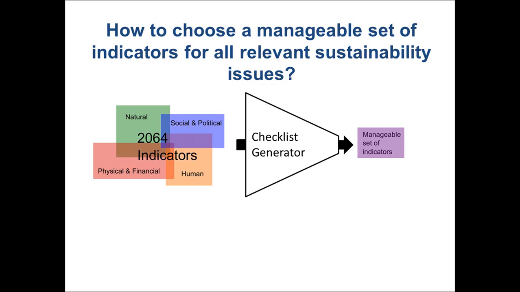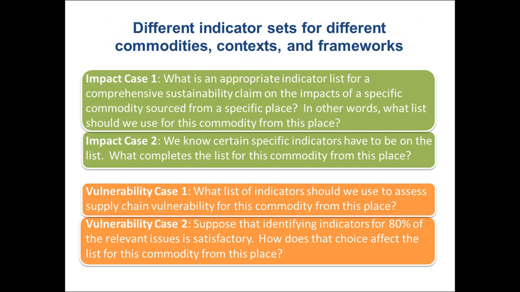So the main goal of this demo is to show how a company may derive different sets of indicators to measure different issue lists for a specific commodity, region, and sustainability framework. And this is the checklist generator process shown here. Now, as you can see in this slide, we've listed 4 cases that identify comparable issue and indicator sets. All legitimate sets, but they'll be different depending on these 4 contexts and parameters set by the user.